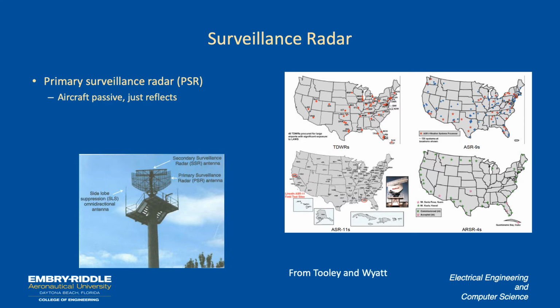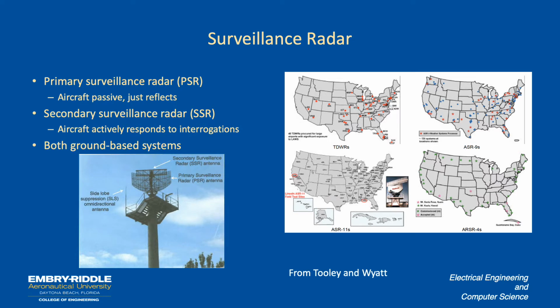The secondary surveillance radar doesn't have to transmit as much power because it only has to get out to the aircraft, and the aircraft is going to respond on its own, responding to the interrogations. These are both ground-based systems, and we saw on the chart to the right, the ASR9s and the ASR11s are the primary surveillance radars, which almost always have a secondary surveillance radar site attached to them.